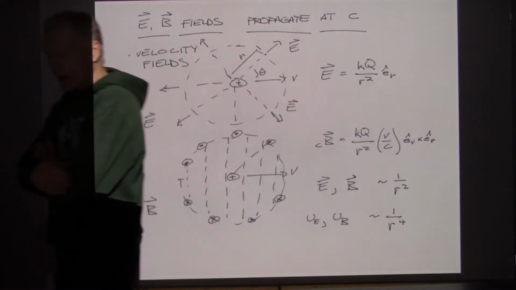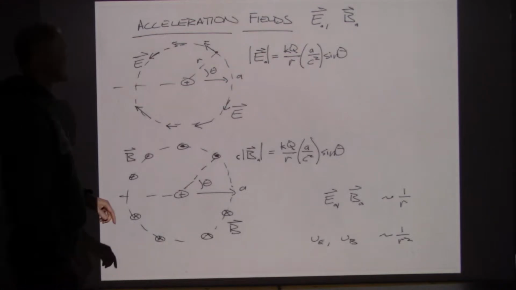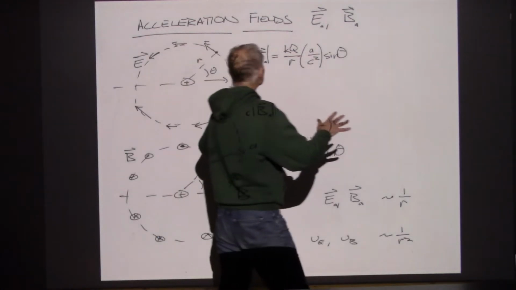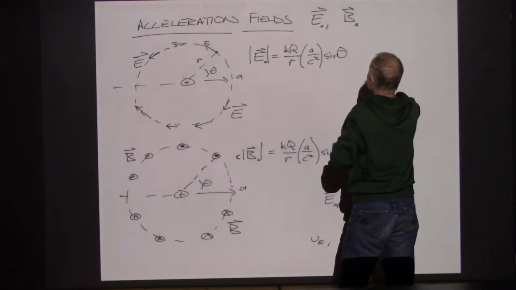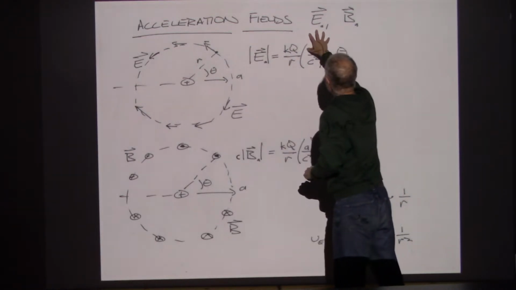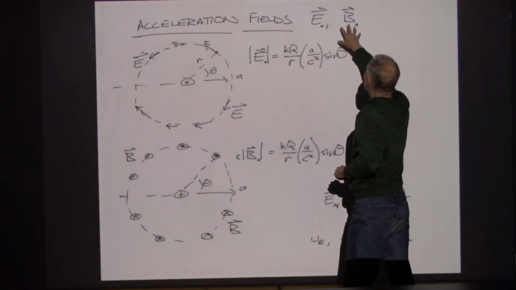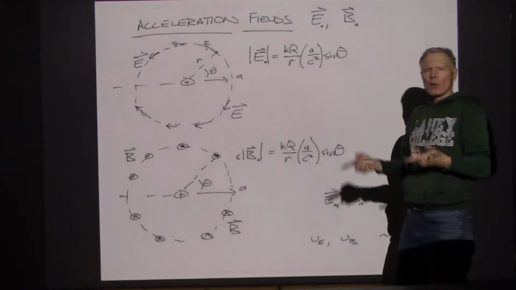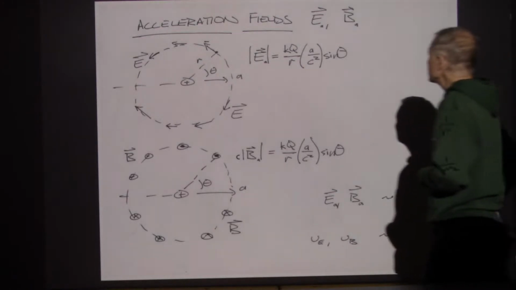In addition to the velocity fields, however, there are what we call acceleration fields. I didn't even notice that the slide changed, right? Anyway, I went from saying velocity fields to acceleration fields. And we also have electric and magnetic field components that are determined not by the velocity of the charge, not by how fast it's going, but what its acceleration is. And these also are kind of instantaneous formulas.